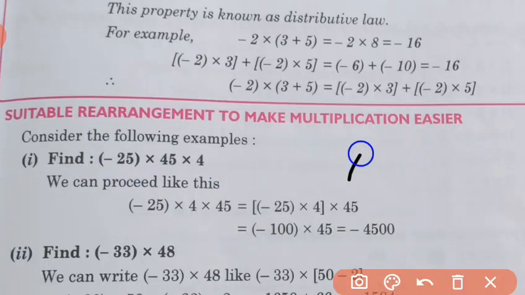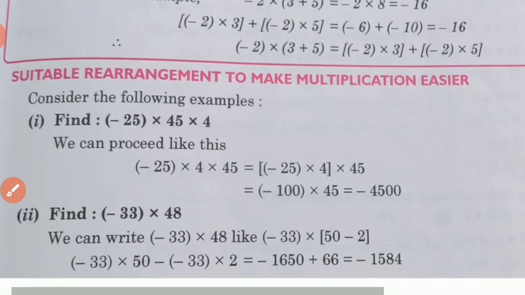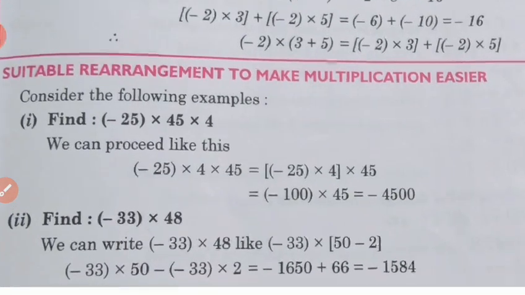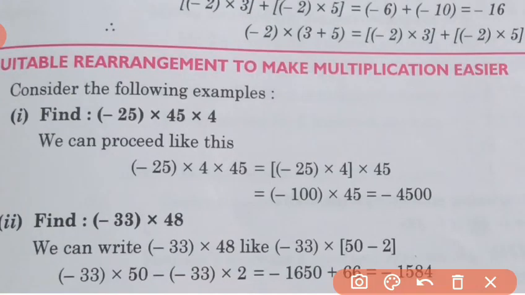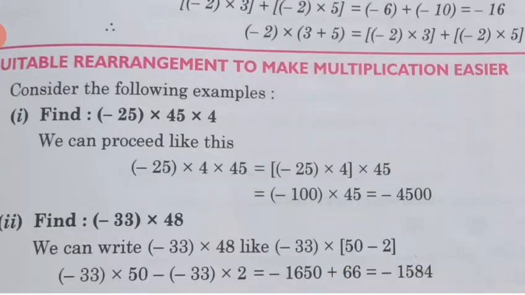So we have to select any two numbers. If we multiply those two numbers, we should get more number of zeros in the last. So that's why we have taken minus 25 and 4. We can also choose 45 into 4. After multiplying 45 into 4, you can lastly multiply by 25. Or if you multiply in series manner, minus 25 into 45, then by 4, you will get the same answer, but it will take more time. So to make it easier, we will select any two integers by which we should get more number of 0s in the last.